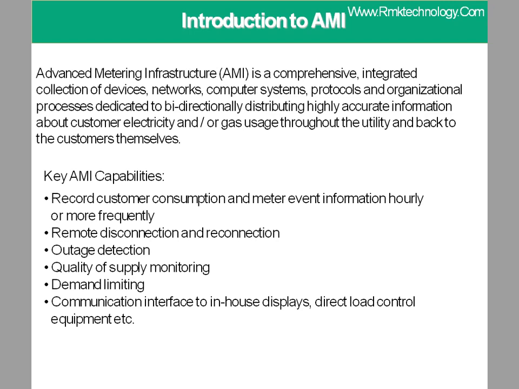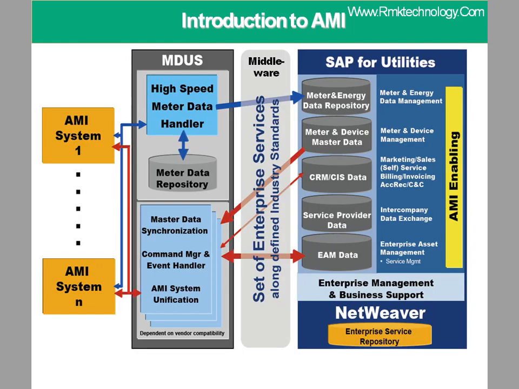Record customer consumption and meter event information hourly or more frequently. Remote disconnection and reconnection. Outage detection. Quality of supplies monitoring. Demand limiting. Communication interface to in-house displays, direct load control equipment, etc. This slide again lists the main systems involved in AMI architecture.